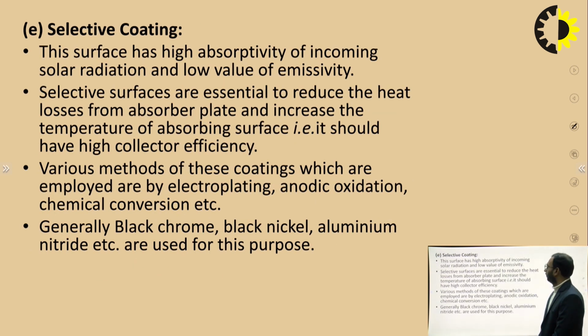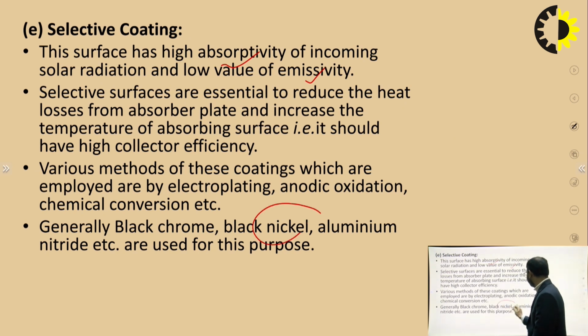Then what is the material for the selective coating? For the selective coating, the material should have high absorptivity and low emissivity. For the selective surface, the materials are nickel, aluminum, and nitride. So these are the materials for flat plate collectors.